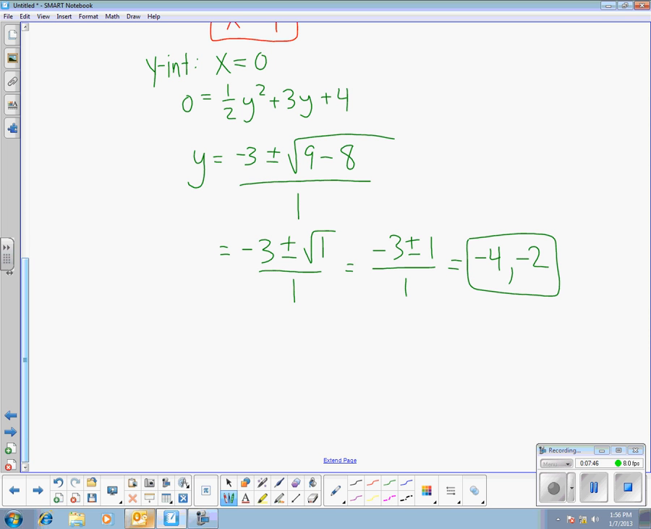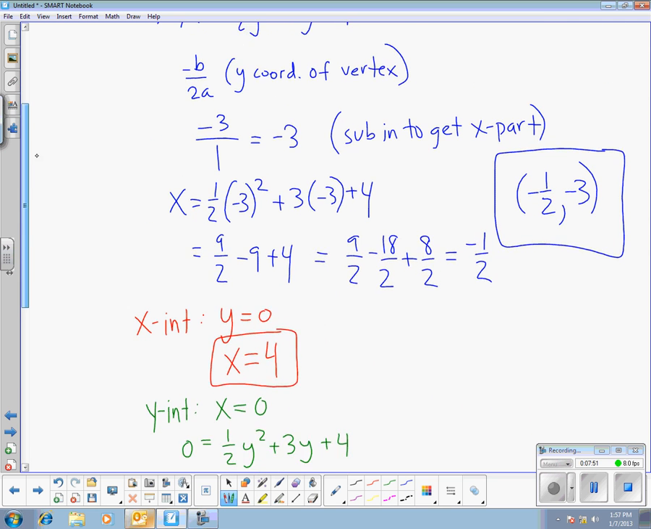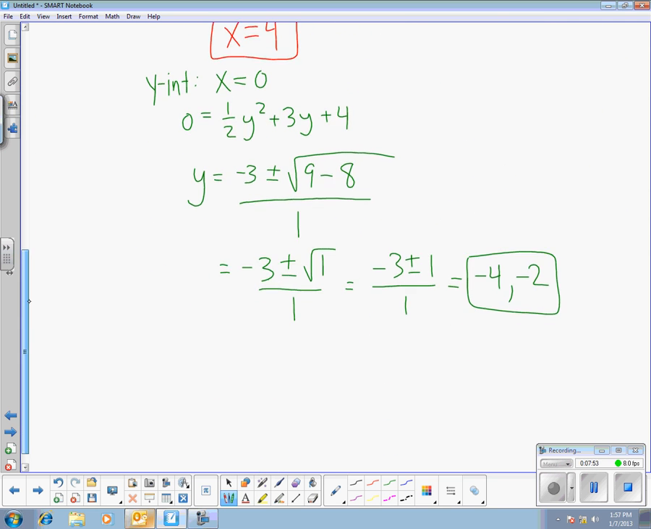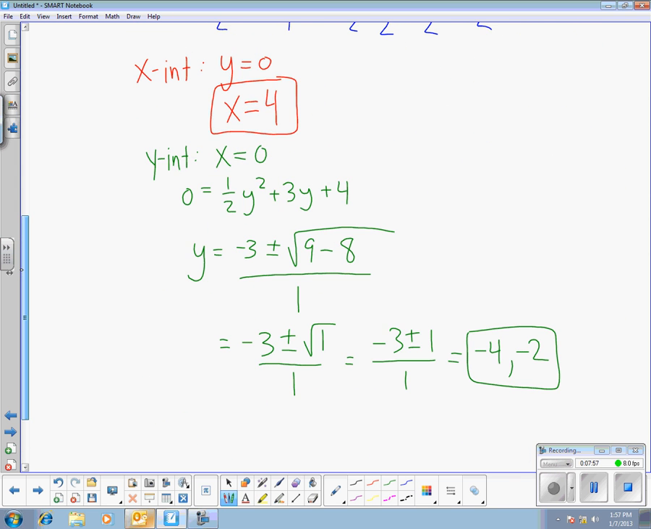So that's all this section asks you to find. It asks you to find the vertex, x-intercept, and y-intercept. And you just use the same old skills except reversed, x and y. So the last thing will be to graph this.